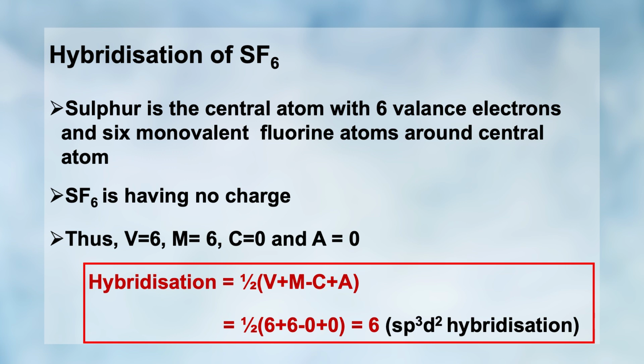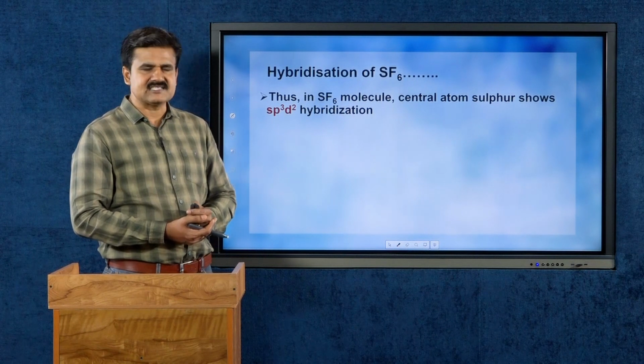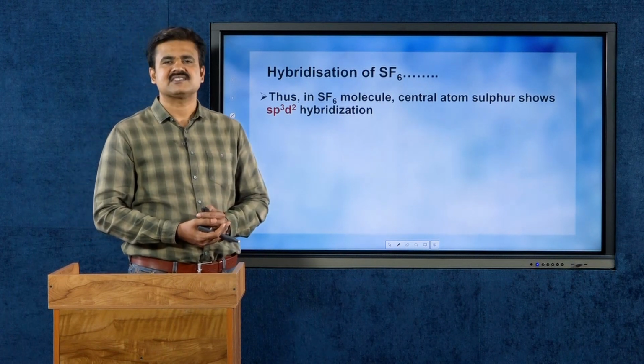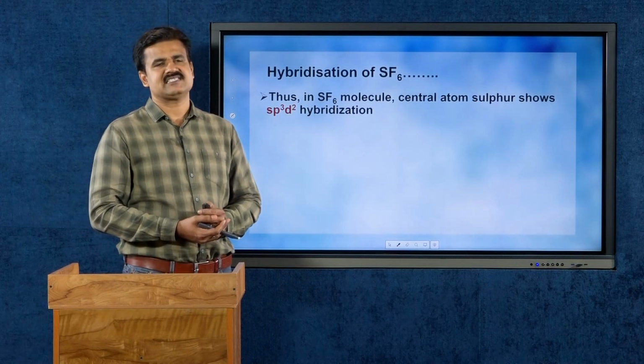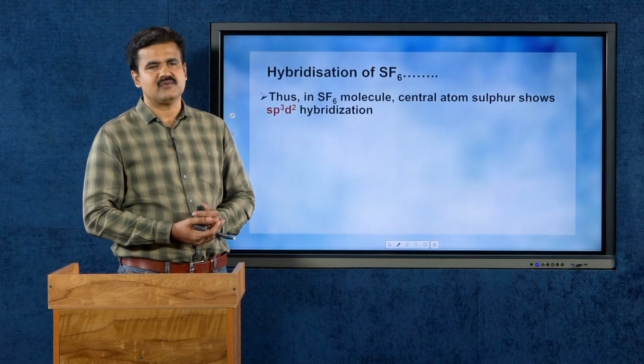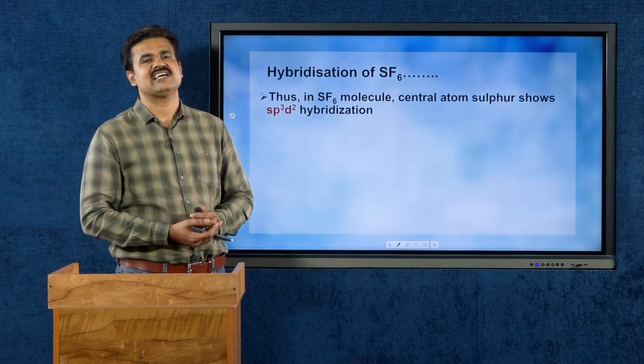That hybridization is nothing but sp3d2 hybridization. Thus, we can arrive at the conclusion that in the SF6 molecule, the central atom sulphur shows sp3d2 hybridization. This hybridization can again be proved by looking at the electronic structure of the central atom sulphur.